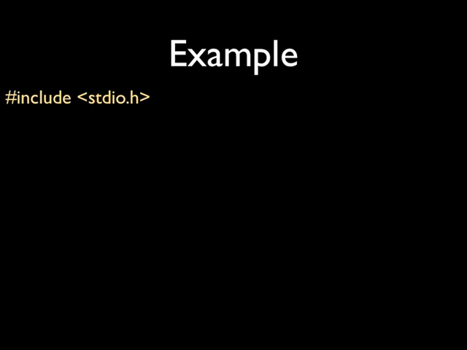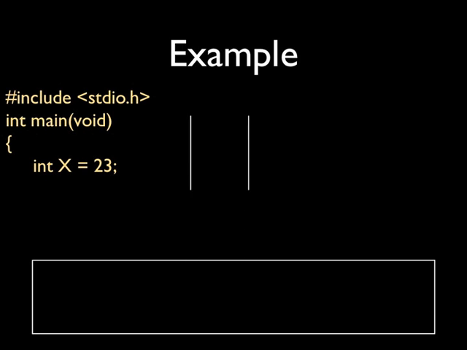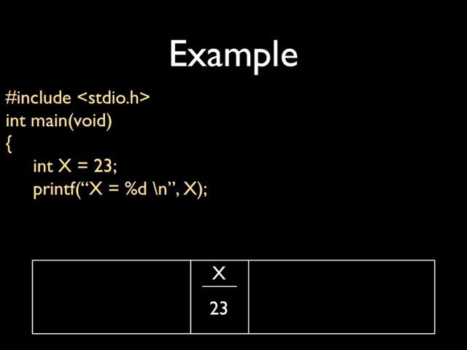So an example of this, we include stdio, int main void, open our scope. We create x and assign its value to 23. So we go to memory, it creates a section for x, puts the value 23 in there. Now we're going to say printf x equals %d, new line, comma x.